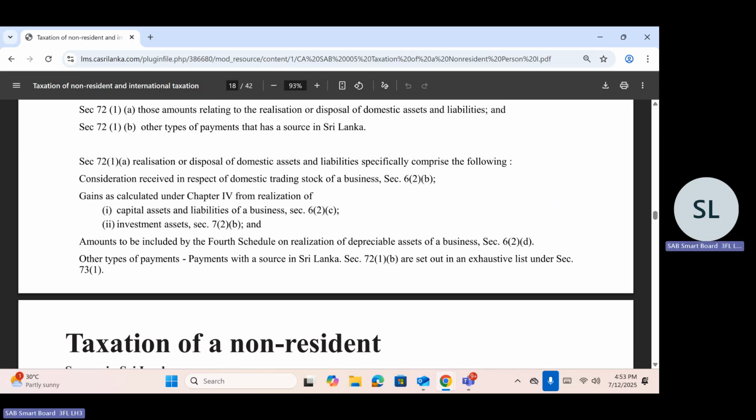In the case of a resident individual or resident person, it is not material where the source arises, since anyway they are liable. In the case of a non-resident person, if the asset is a Sri Lanka domestic asset and it is disposed of or realized, then it shall be treated as a source in Sri Lanka for the non-resident person.